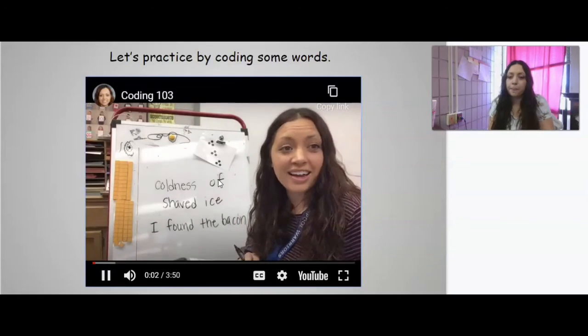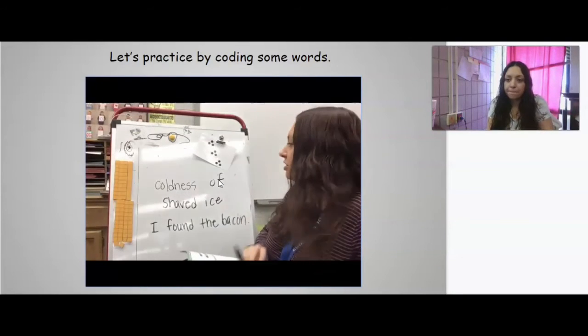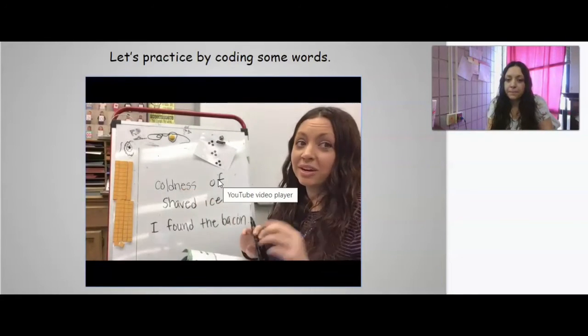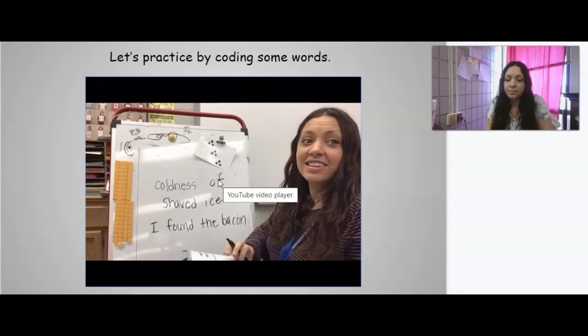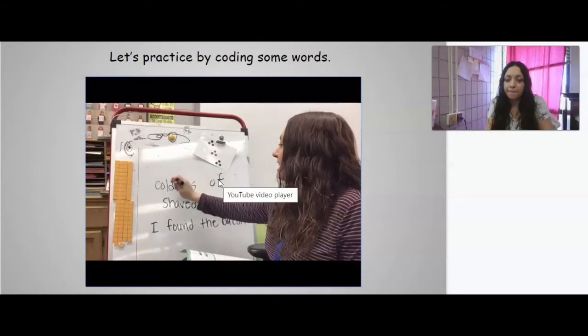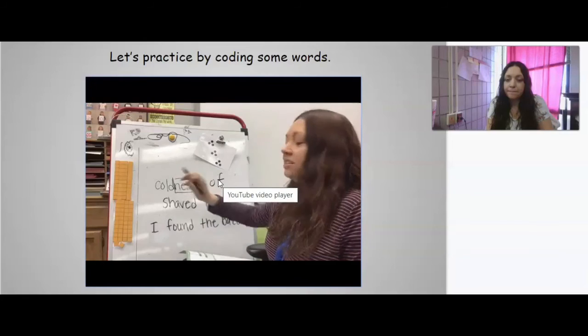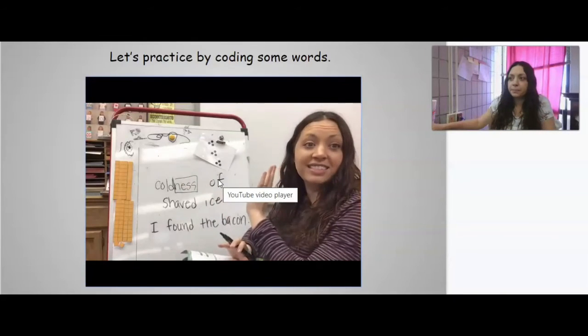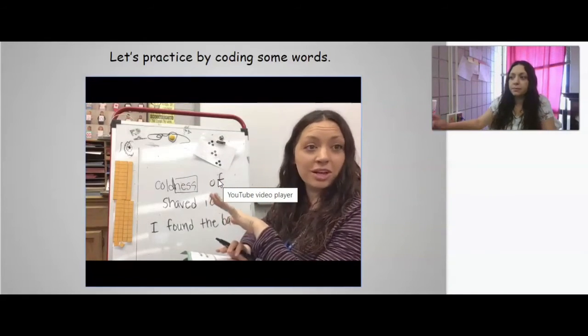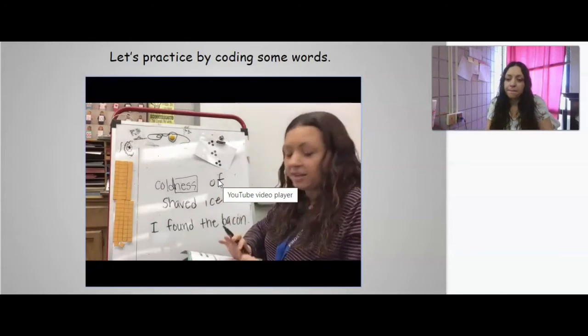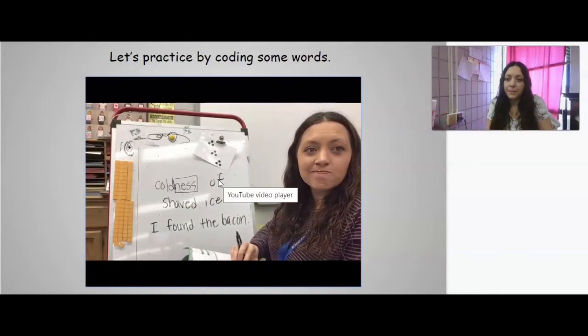Hi guys, so we're going to go ahead and code some words today. So let's look at our first word. What do you notice about this word? Remember, we always check the endings first. That's right, it has the suffix N-E-S-S, ness. So I can box that off. I already know that that says ness. So I don't have to worry about sounding out that part of the word. Okay, what else do you notice?